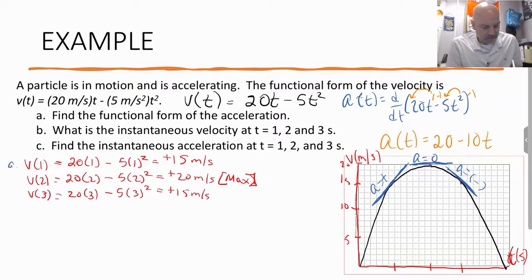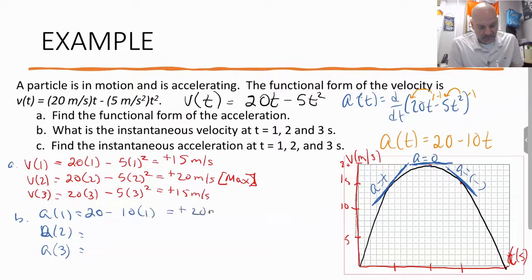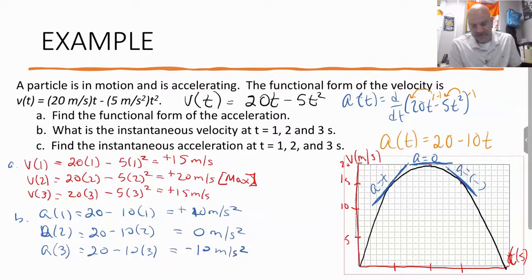Okay, so now let's go finish it out. So there's A, B. Now we're going to do a of 1, a of 2, and then a of 3. So 20 minus 10 times 1, so positive 10 meters per second squared. Perfect, because we predicted it to be positive. 20 minus 10 times 2, 0 meters per second squared, perfect because that's our flat line. And 20 minus 10 times 3, and that's negative 10 meters per second squared, which is perfect because we have negative slope there.